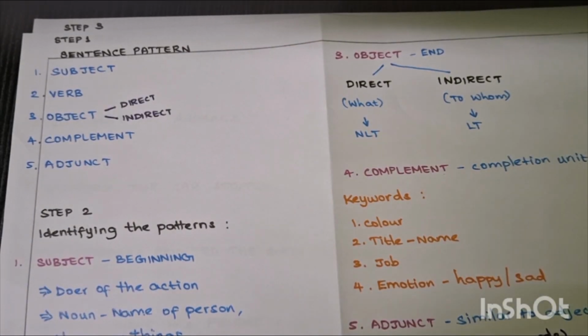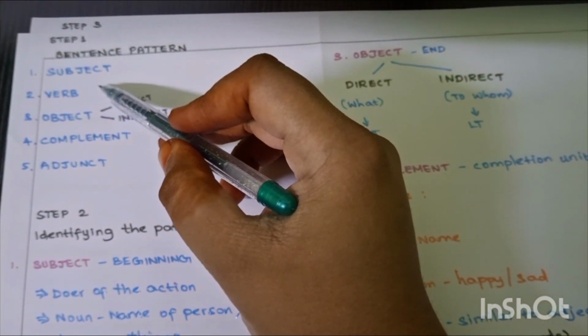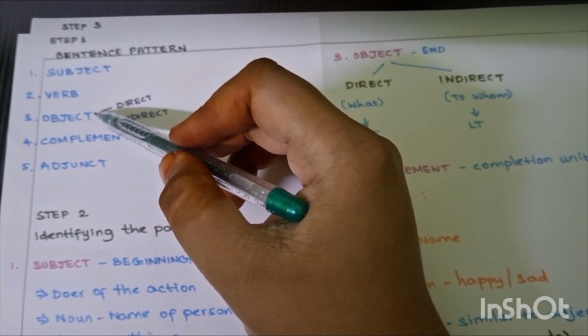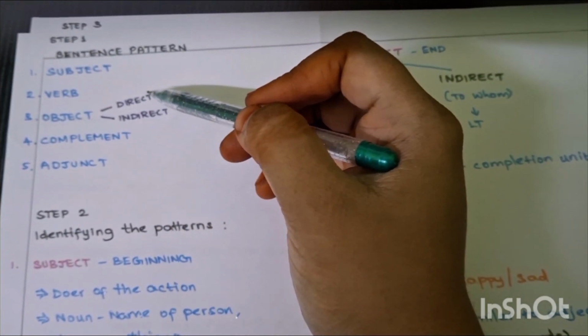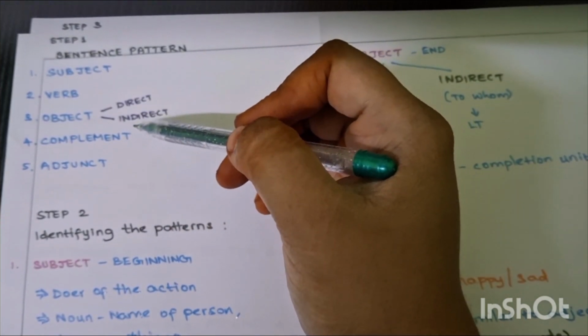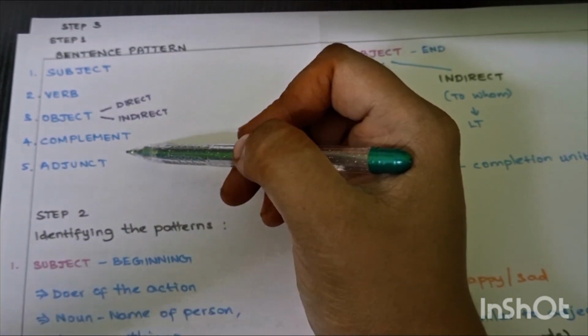To learn sentence pattern, let's learn what patterns are included in this. Totally there are 5 patterns included in sentence pattern. The first one is subject, the second one is verb, and the third one is object, which includes 2 types of object, direct and indirect. The fourth one is complement, and the fifth one is adjunct.